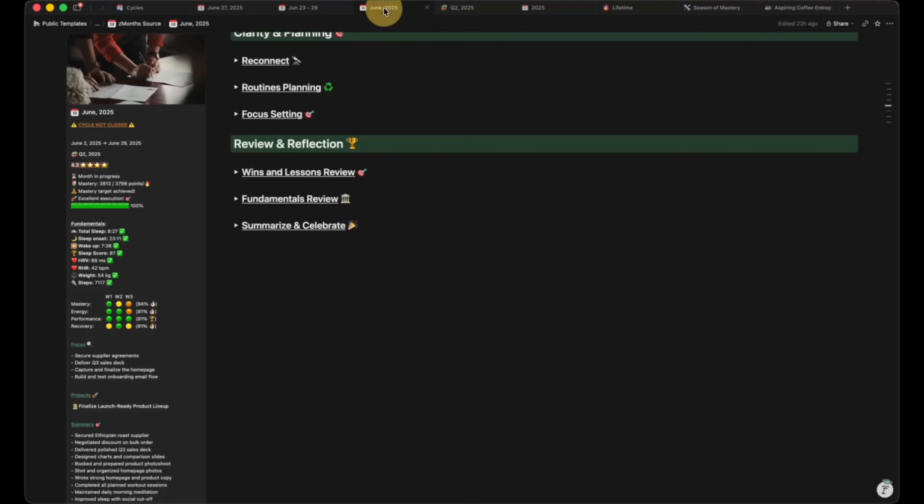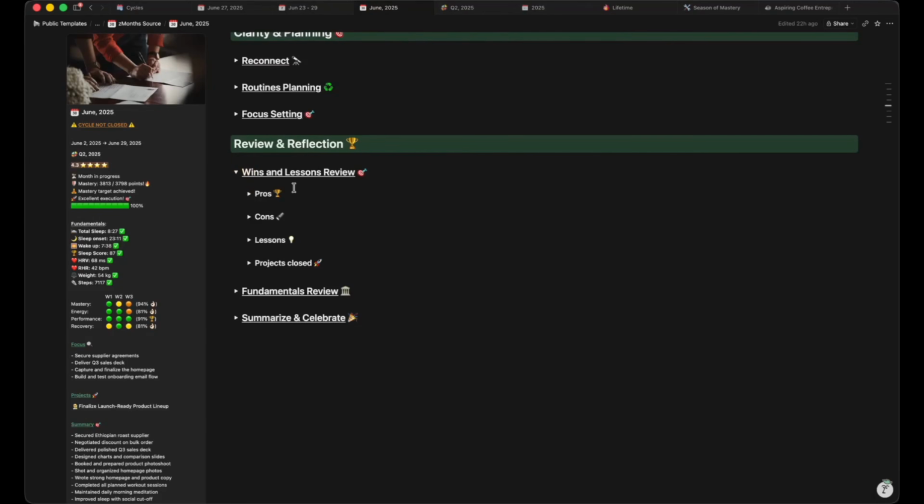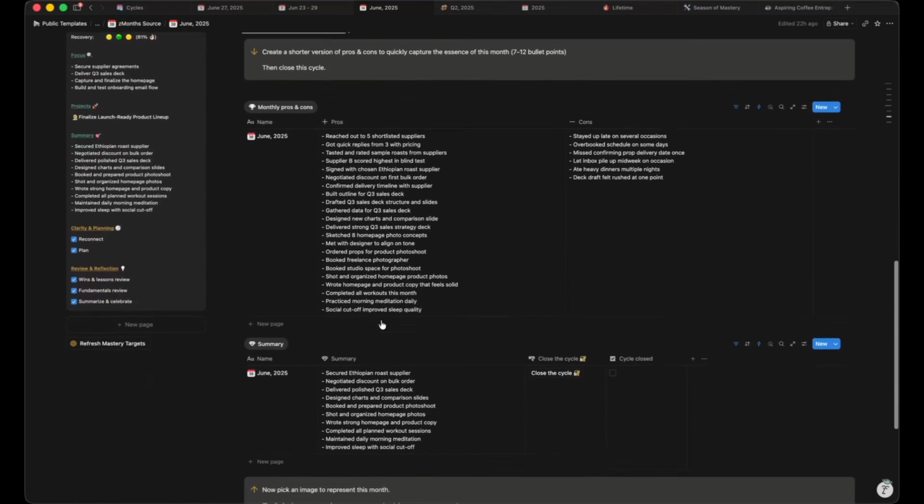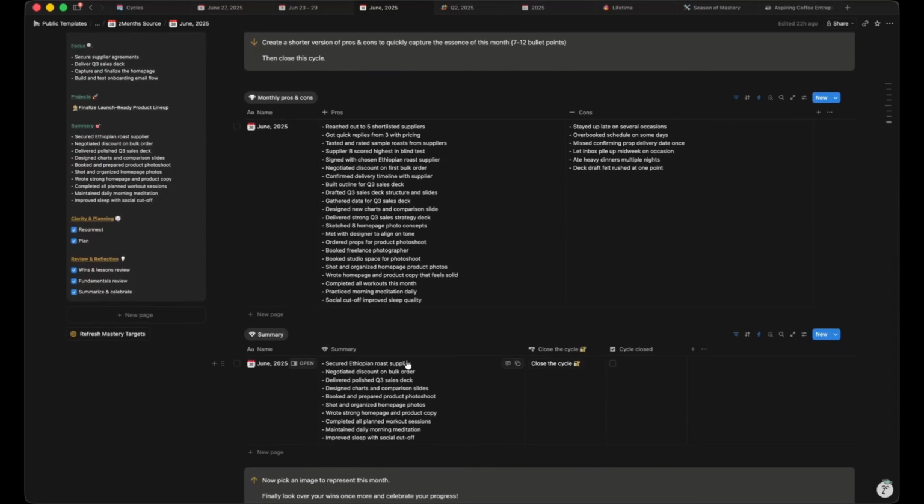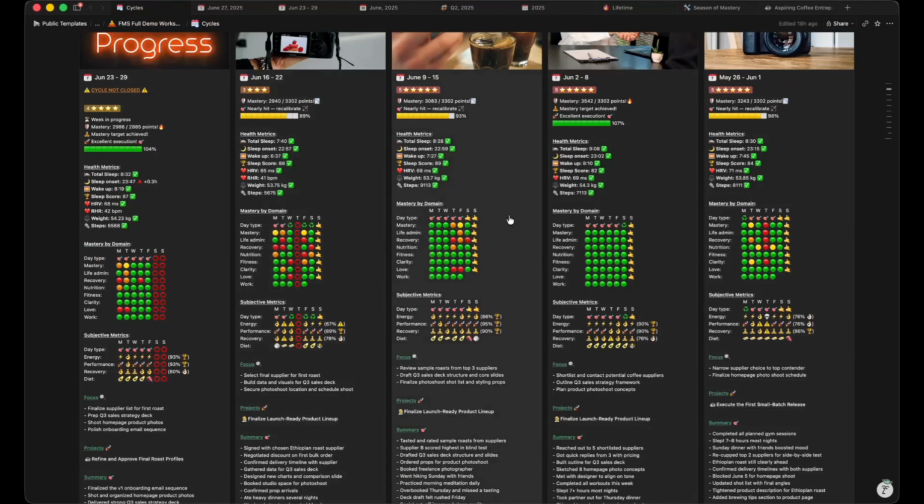And then when we go to our months, quarters, or years, they all have the same structure. If we go into our wins and lessons, we have our pros, cons, lessons, and then we have our summarize and celebrate, where we finally create a summary. And those are all aggregate from days into weeks and so on. So this is really how we aggregate the insights. It happens with health metrics, it happens with subjective metrics, it happens with our core daily habits, and it happens via a unified review structure for every single cycle.